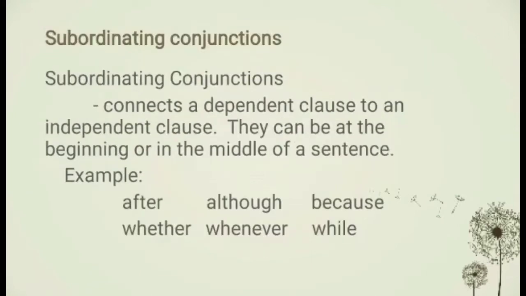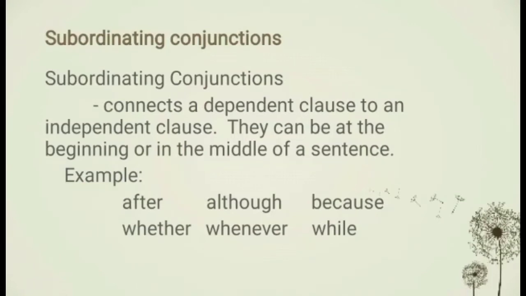In teaching clauses, we have to memorize first the subordinating conjunctions in order for us to easily analyze a sentence and definitely say that a group of words is a dependent clause. So what is a subordinating conjunction? Subordinating conjunctions connect a dependent clause to an independent clause. They can be at the beginning or in the middle of a sentence. Subordinating conjunctions such as after, although, because, whether, whenever, while, etc.